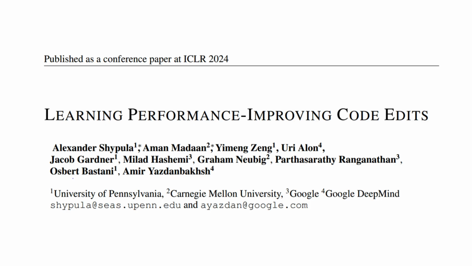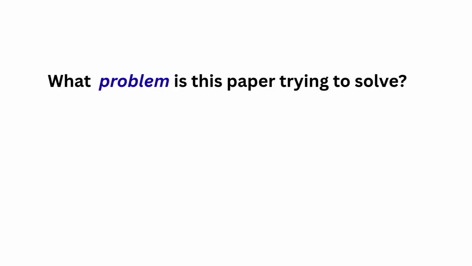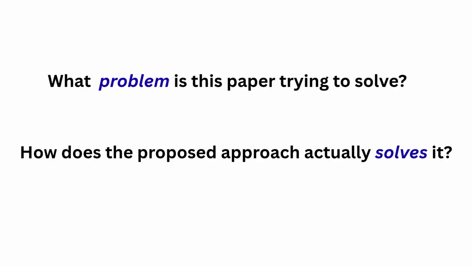Now, coming back to the paper. In this video, we are going to focus on 2 main questions. 1. What problem is this paper trying to solve? 2. How does the proposed approach actually solve it? We'll break down the ideas step by step, discuss the intuition behind the method, and understand why this research is important in the context of machine learning and code optimization. So, let's get started.